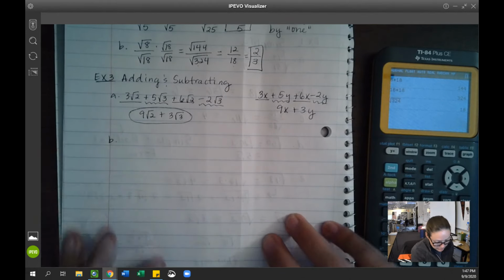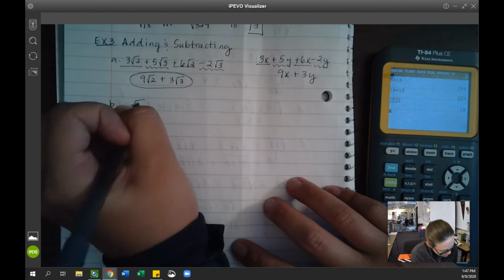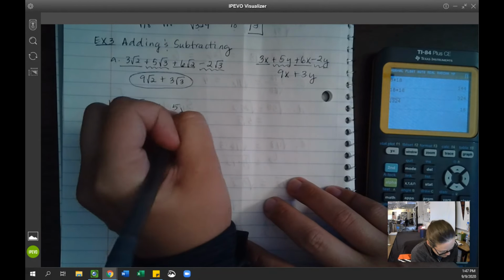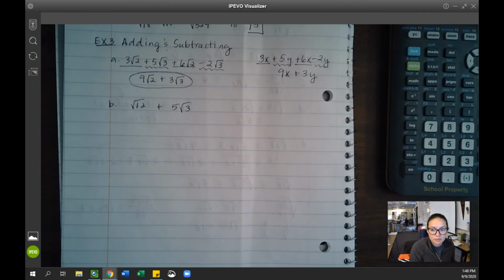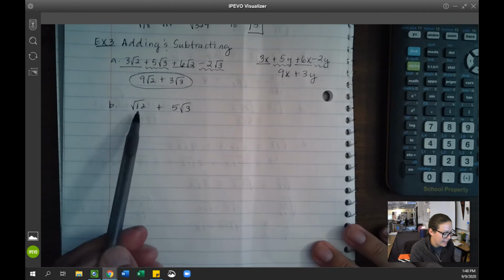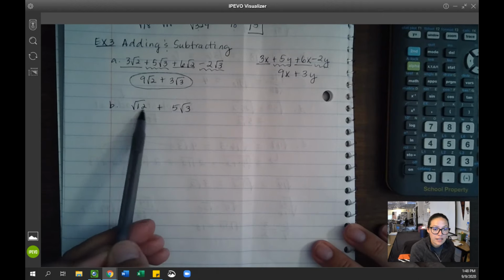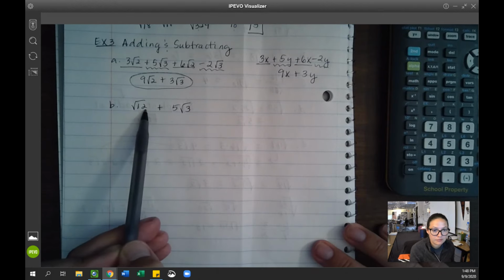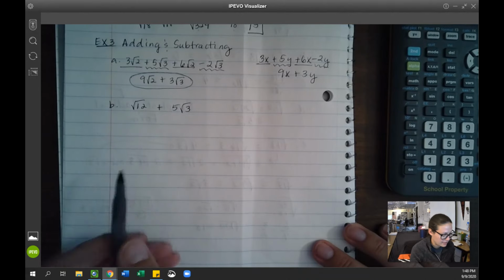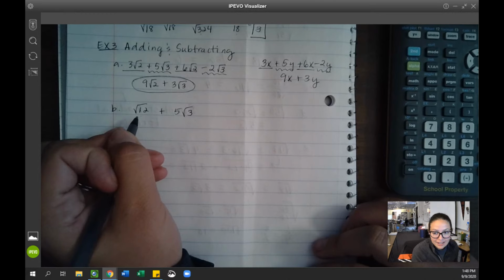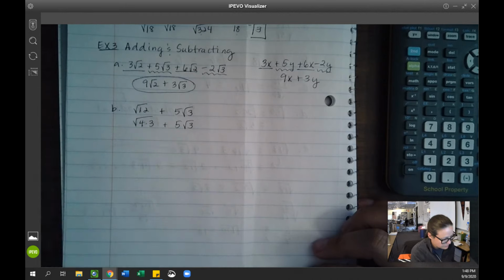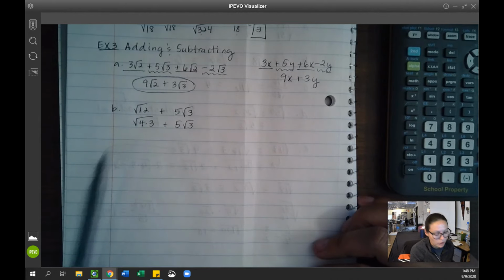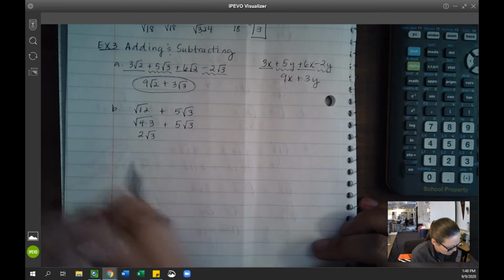All right, one last example here. Let's say I have the square root of 12 plus 5 square roots of 3. Okay, I can't combine those together because they have a different number in the square root. However, I can simplify the square root of 12. Is there a perfect square that goes into 12? The answer is yes. What is it? It is 4. 4 times 3 equals 12. So I'm going to rewrite everything. Now, I can actually take the square root of 4, which gives me 2 square roots of 3.